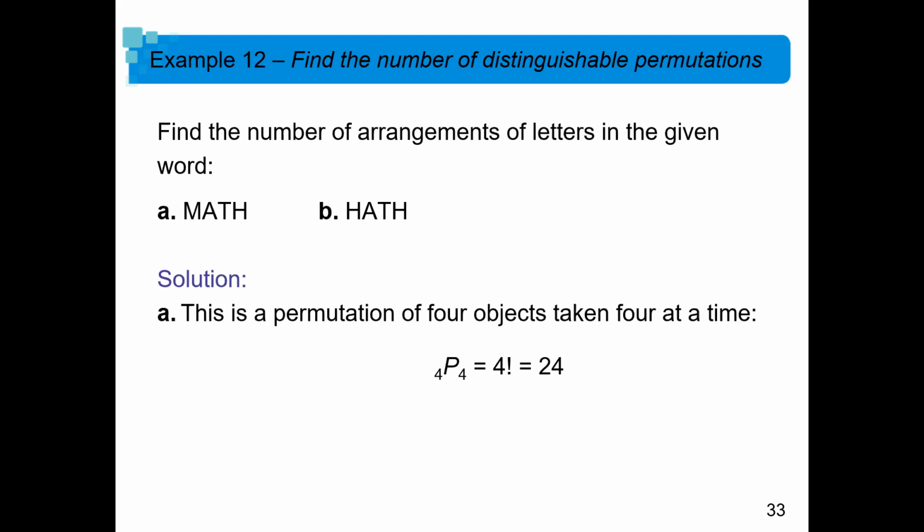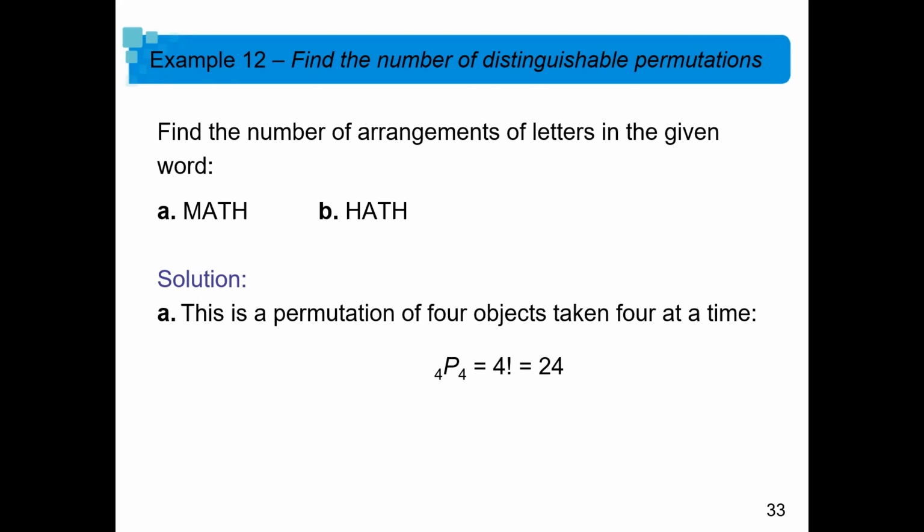So, arranging letters, right? The number of arrangements of letters in the given word. You can start with the obvious MATH, but you can also select MTAH and then MHTA. There's a lot of possibilities, but we can actually calculate it. And what we get here is 4 factorial, equal to 24.